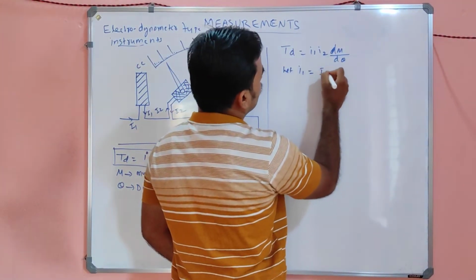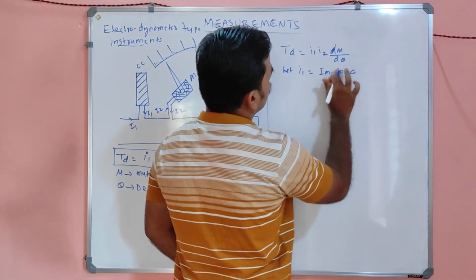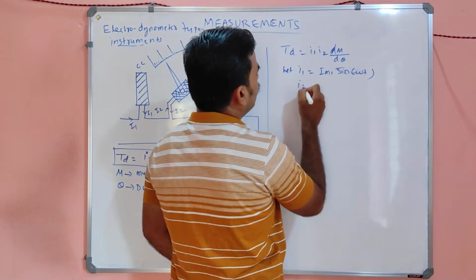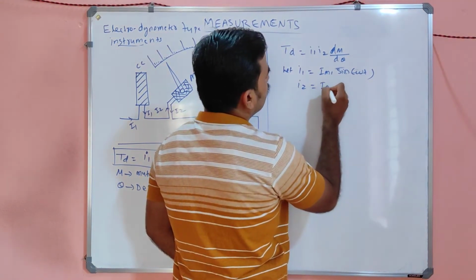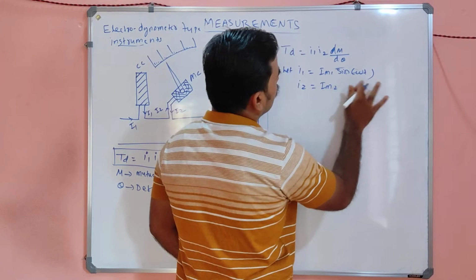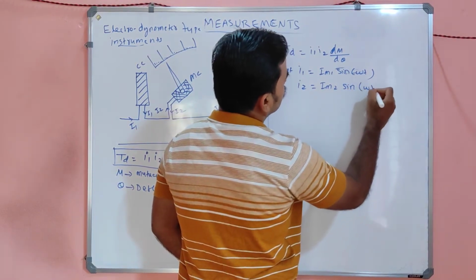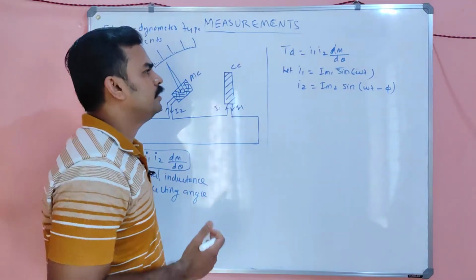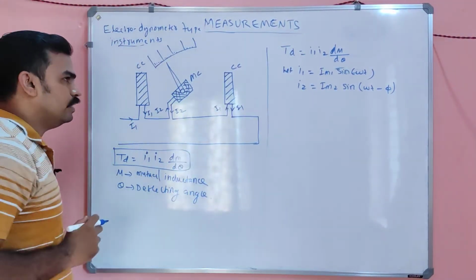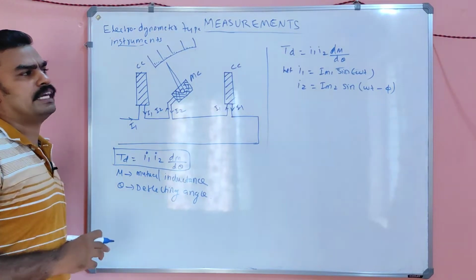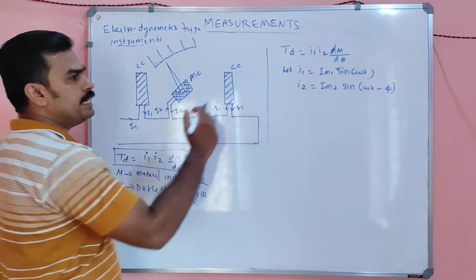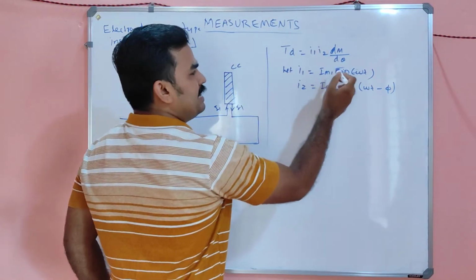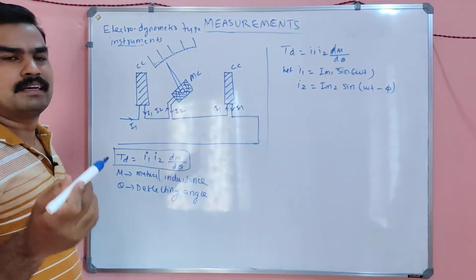Let I1 be equal to Im1 into sine omega t, and I2 equal to Im2 into sine of (omega t minus phi). I am considering two currents, my dear, and I will tell you the reason why I took Im1 sine omega t and another Im2 sine(omega t minus phi). See, Im1 is nothing but the maximum value of the first current, right?